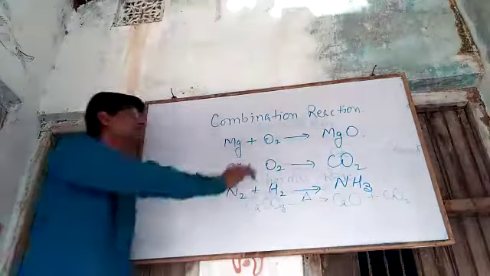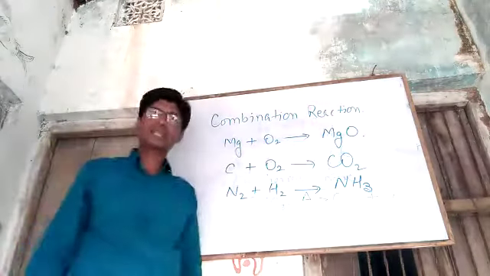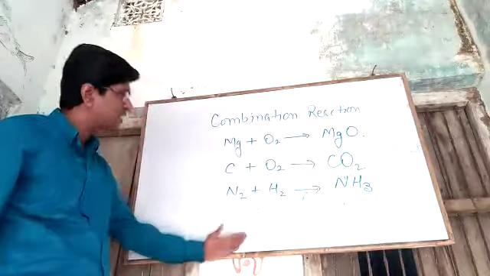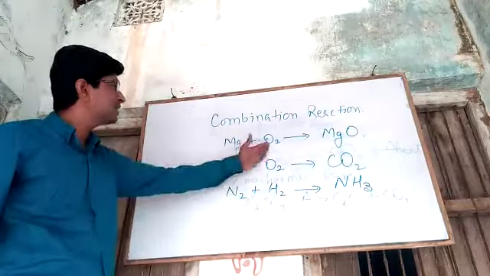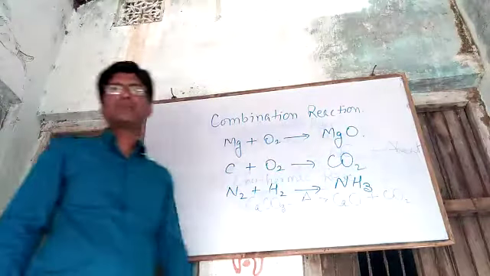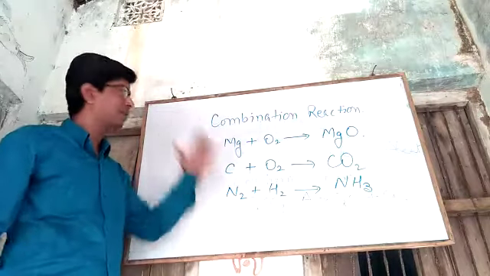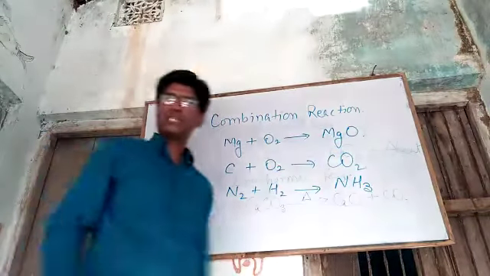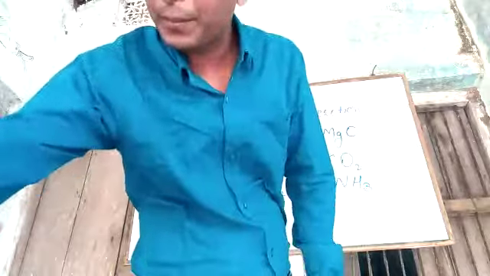This is also an example of combination reaction, because in all these reactions you may find the reactants are two and the product is single. So such type of reaction is called combination reaction. Once again, now I am summarizing combination reaction.